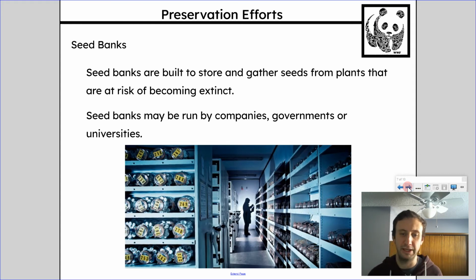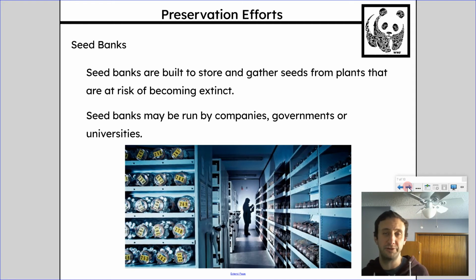So these are actually places where seeds are kept in conditions where they can last for an incredibly long time. And they're storing and gathering seeds from plants that are at risk of becoming extinct. So if a plant does become extinct, well, then we have seeds and we could technically grow it again. Seed banks could be run by companies, governments, or universities.